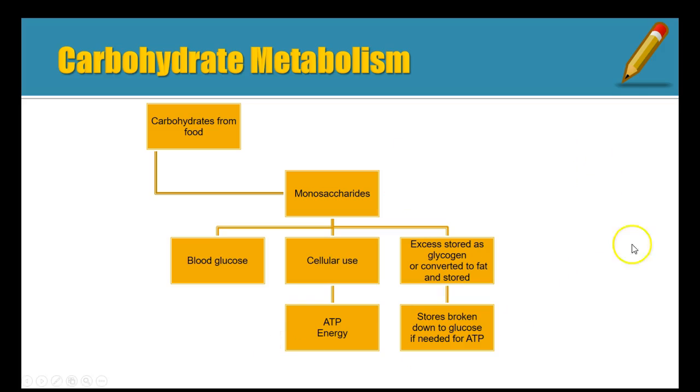So if we have a look at carbohydrate metabolism, we start with carbohydrates. They're broken down into monosaccharides, and then they can be used for either blood glucose, they can be used in the cells as ATP, or they can be stored as excess glycogen or converted into fat and stored as adipose tissue. Now that store of energy can be broken down if we need it, depending on the body's needs.